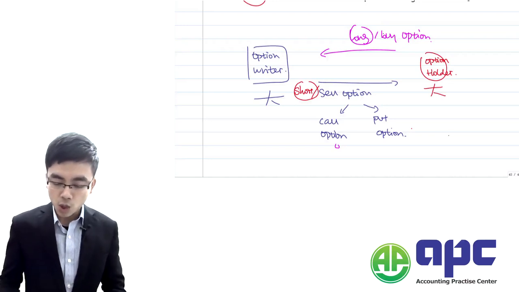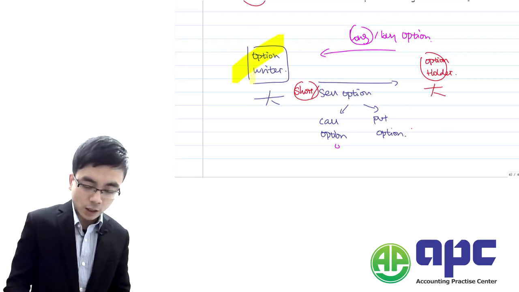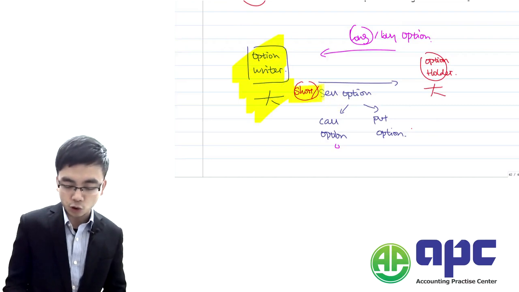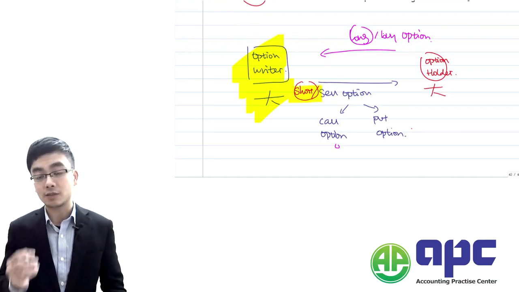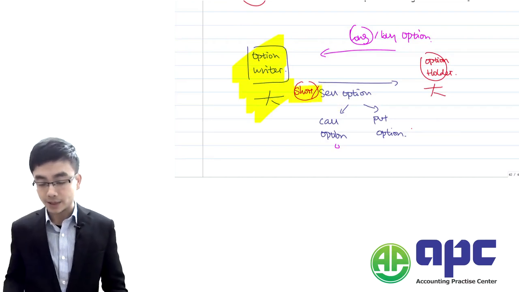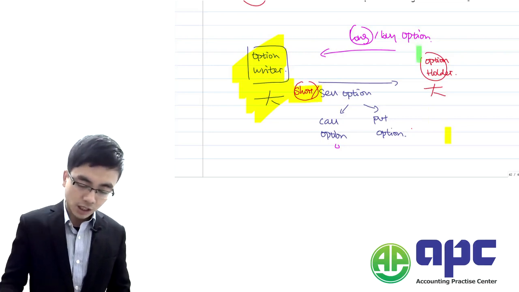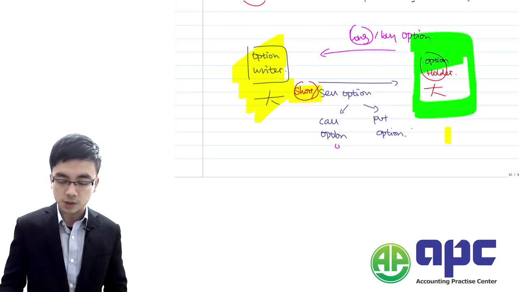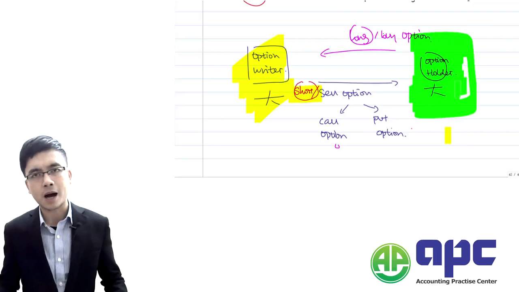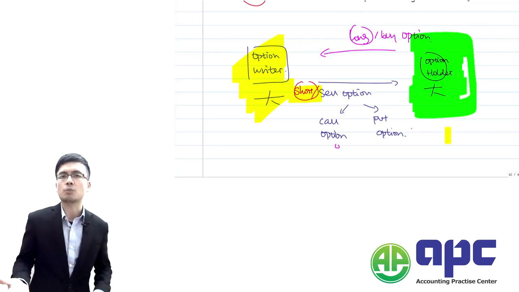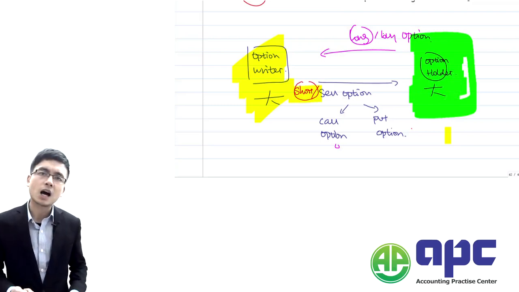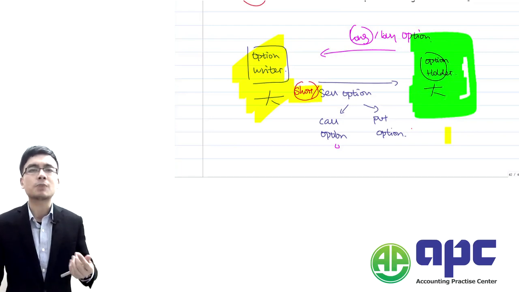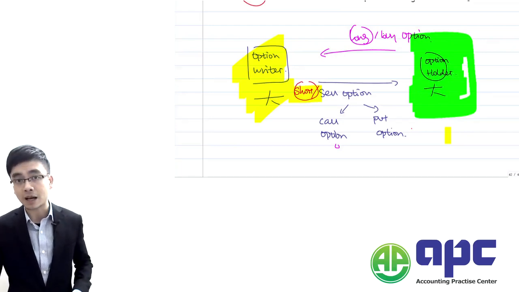And of course, we will be detailing the option writer, which means short the option, in the next section. But in this particular section, we are standing from the option holder's perspective, who's going to buy the option, which means real options for the investment appraisal. Either you're going to delay the project, expand the project, or you're going to abandon it.